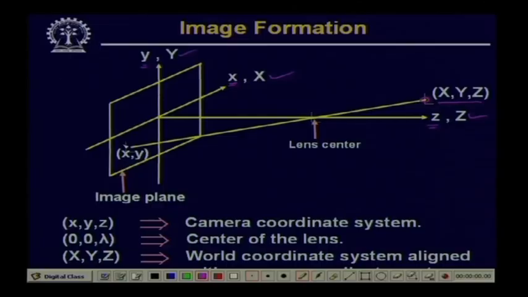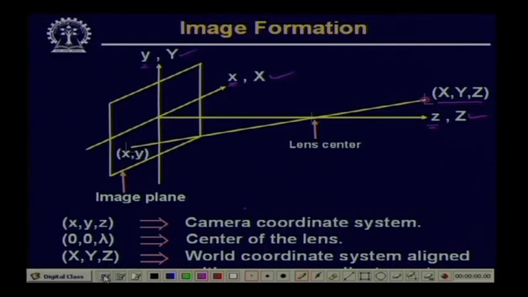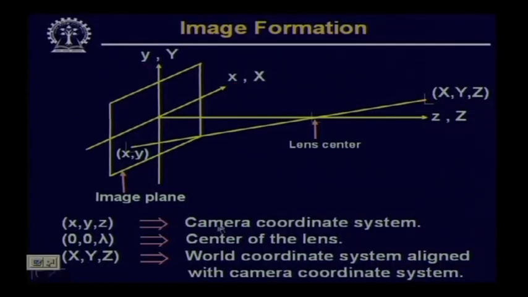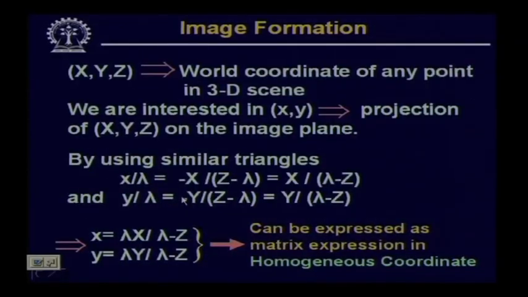Now, our purpose is that if I know this 3D coordinate system capital X, capital Y, capital Z, and I know the value of lambda, that is the focal length of the camera, whether it is possible to find out the image coordinate corresponding to this 3D world coordinate X, Y, Z. So, to this we apply the concept of similar triangles.